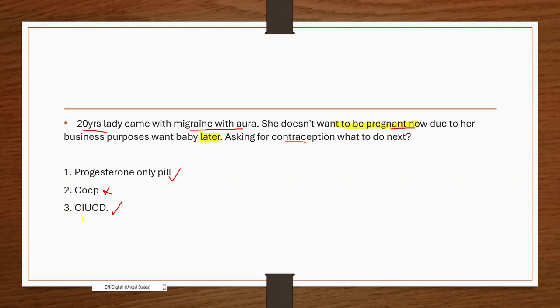because copper IUCD has shown the best Pearl index. It has shown better efficacy than progesterone only pill. So if this question had been what is the best contraception for her, then you have to go with copper IUCD. Or if they have mentioned the duration, with that you can select; if it is only for a shorter period, you can select progesterone only pill. So with this question, you have 2 answers because it's lacking information. Both progesterone only pill and copper IUCD are correct. Okay.